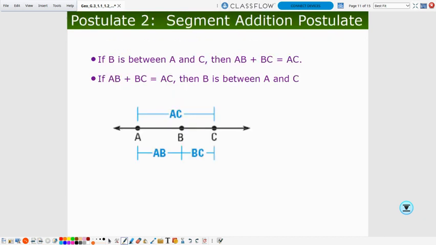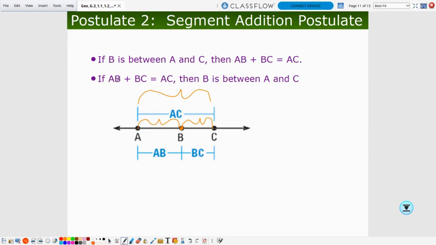We have a second postulate called the segment addition postulate. If B is between A and C, so here it is, B is in between. It's not right in the middle, it's just on the line in between A and C. If we were to take the distance between A and B and add it to the distance of B to C, we would get this full length of A to C.